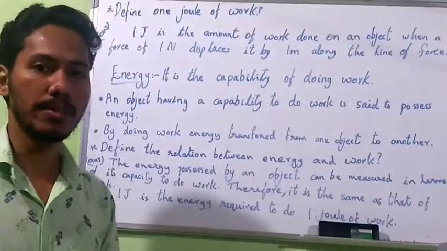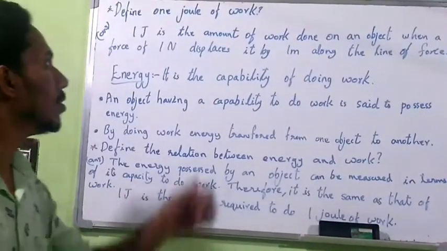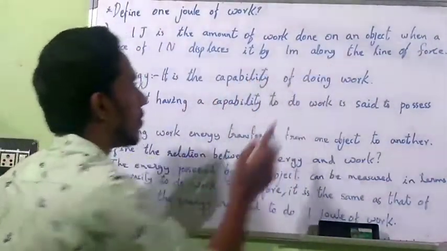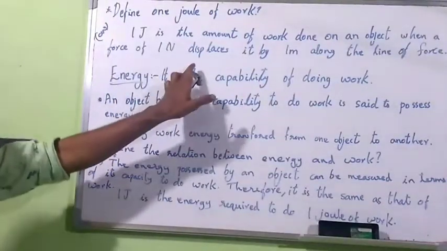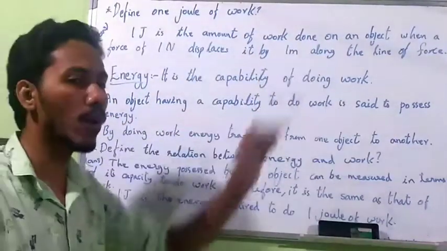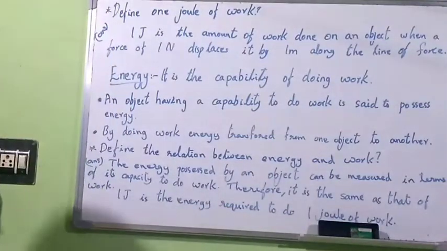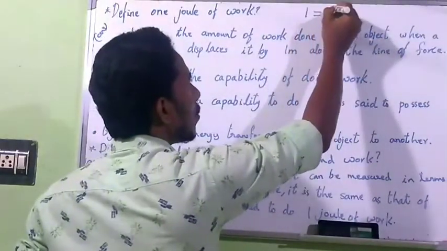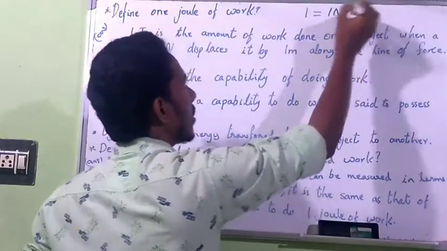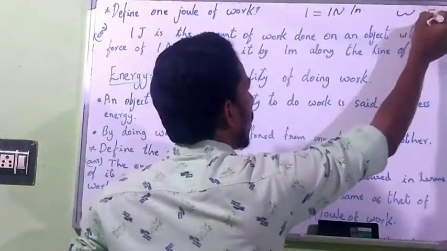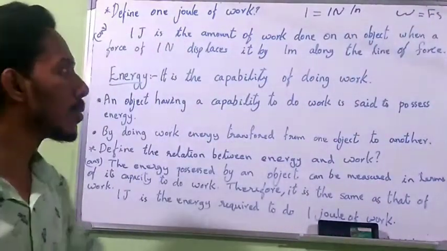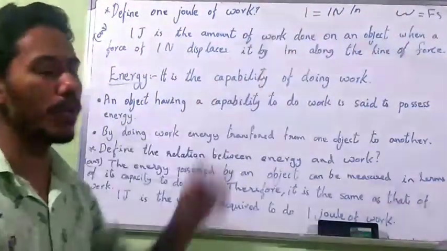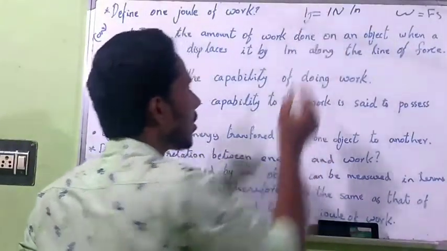Define 1 joule of work. Unit of work is joule. 1 joule is the amount of work done on an object when a force of 1 Newton displaces it by 1 meter along the direction of force. 1 joule is equal to 1 Newton into 1 meter. Work is equal to F into S, so put all these things as unity.